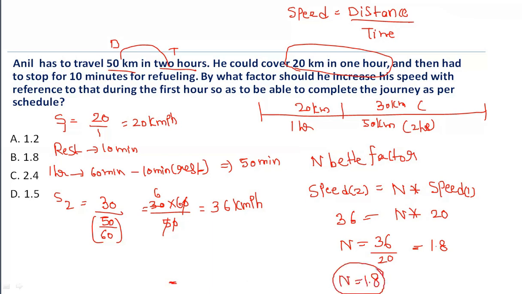So the factor by which he has to increase his speed with reference to the first hour's speed is capital N, which is 1.8. Option B is the answer for the question.